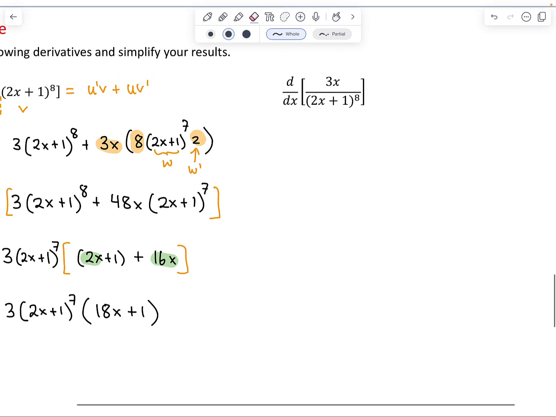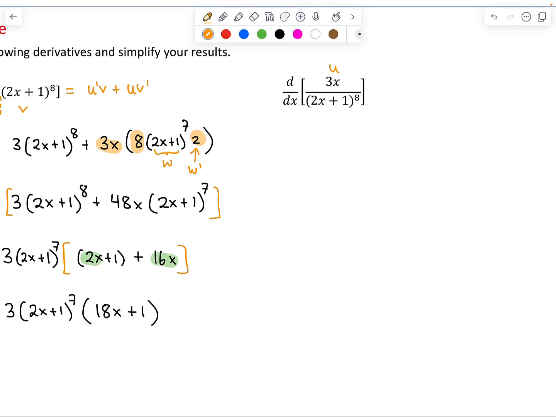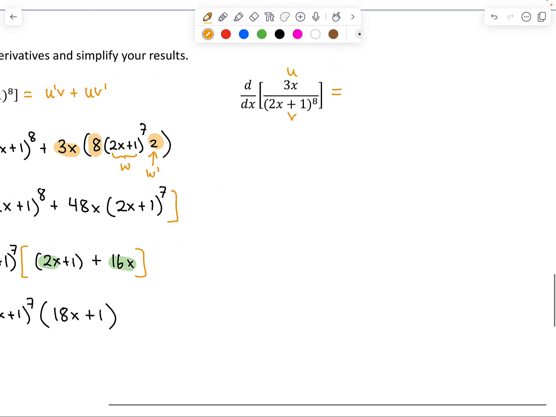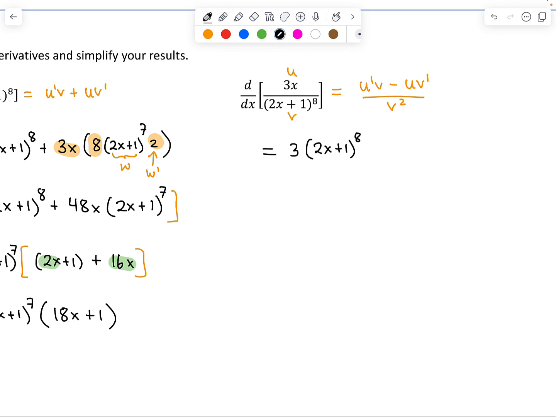Okay, same two functions, but we have a quotient now. We'll think of the numerator as u and the denominator as v. So applying the quotient rule, we would get u prime v minus u v prime all over v squared. So in this case, the derivative of u is just 3 times v undifferentiated minus u is 3x, and v prime, once again, I need to use the generalized power rule for this. So the 8 will drop down, the 2x plus 1 repeats, the new power is 7, and the chain rule, multiply this by 2, which is the derivative of 2x plus 1. And this is all over v squared.